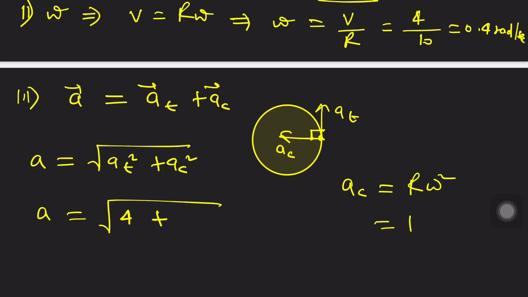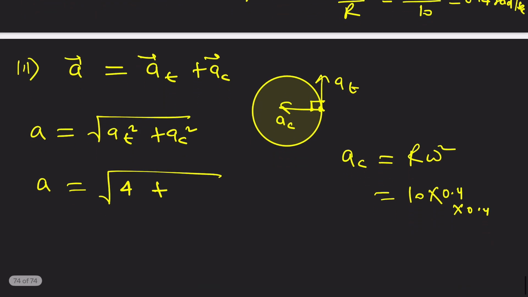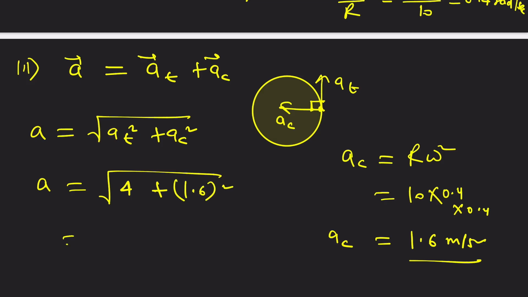So r is how much guys, 10, and omega we have just calculated, that is 0.4. So 0.4 into 0.4, 0.4 into 0.4 guys, and that is 1.6 meter per second square, that is your AC. So guys you can put here this as 1.6 into square. So it will become 2.56 plus 4, that is 6.56. Okay, so guys this is what a net that you will be having in meter per second square.